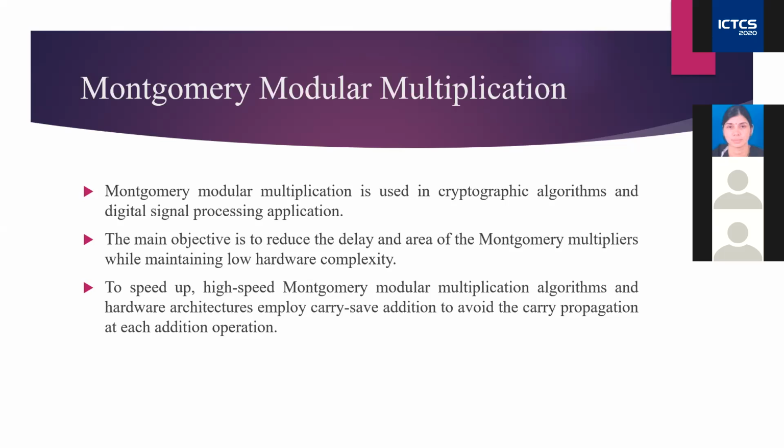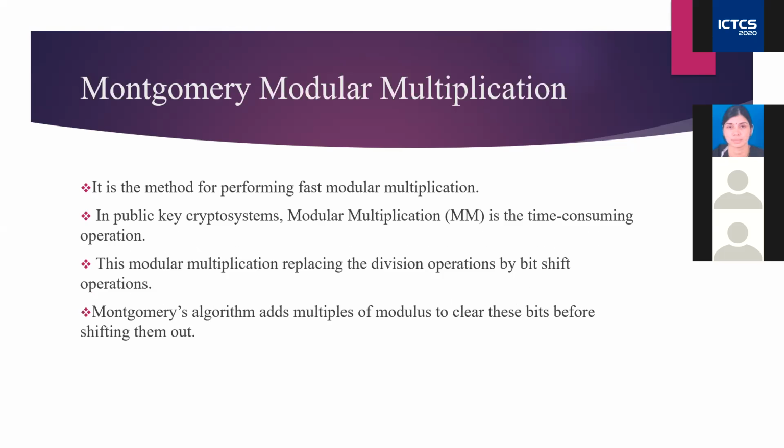To speed up the Montgomery multiplication algorithm, we have to employ some good quality adders like the carry save adder. Here I replaced it with some other adders, and I compared them in terms of area and delay. It is widely used as a method of performing fast modular multiplication, mainly in public key crypto systems. The main usage of this multiplication is that it replaces the division operation by a shift operation, and it reduces the delay of each operation. The Montgomery algorithm adds multiples of the modulus to clear these bits before shifting them out.